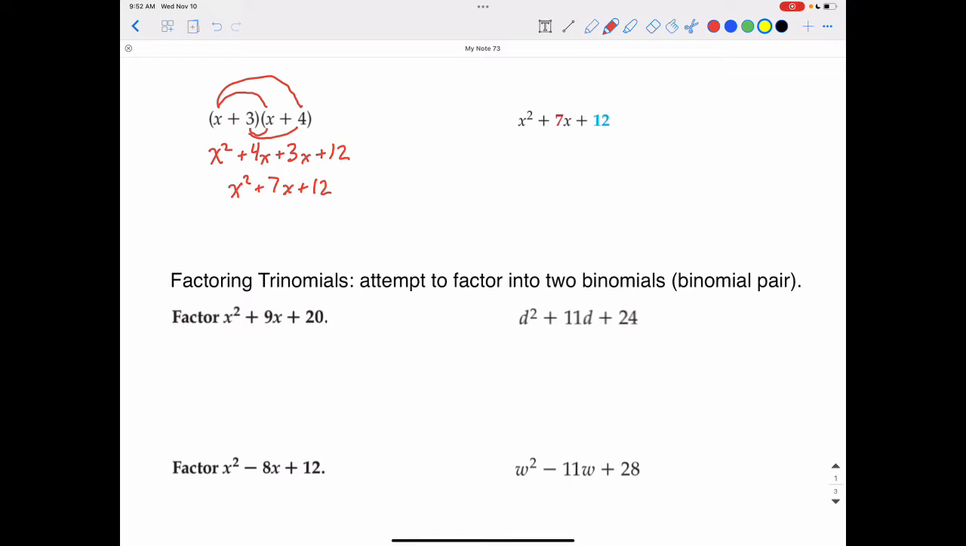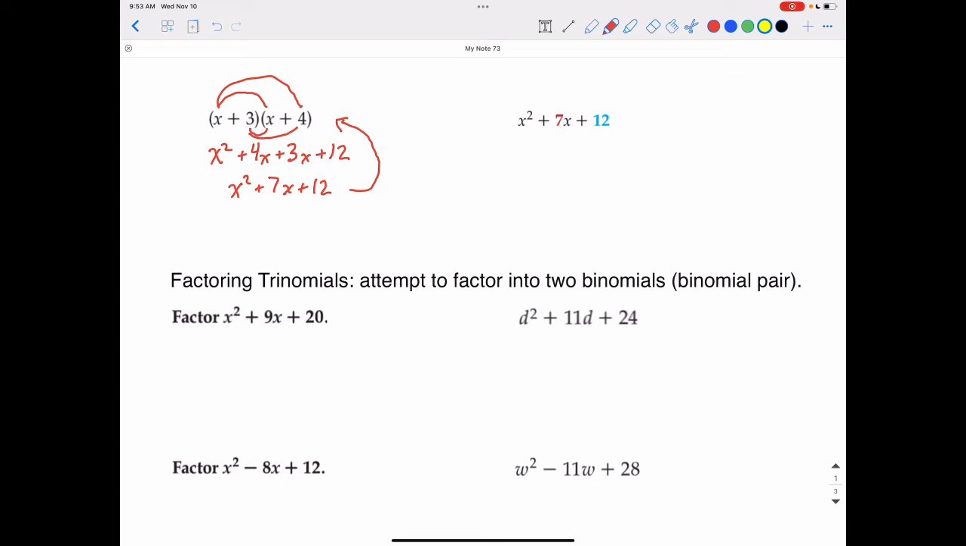What we're going to do in this lesson is factor a trinomial into a binomial pair by going in reverse. So x squared plus 7x plus 12 will be the question, and then we have to figure out what binomials would multiply together to be x squared plus 7x plus 12. So let's analyze where each one of those terms comes from.